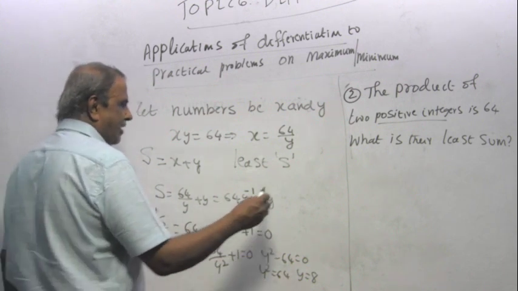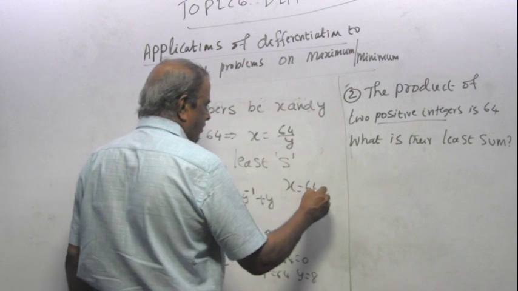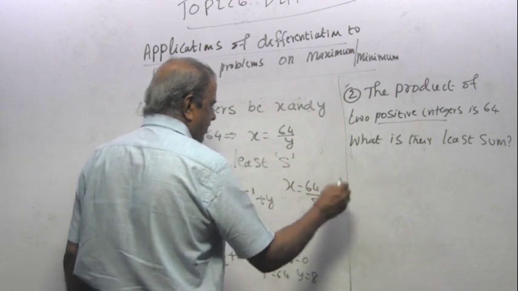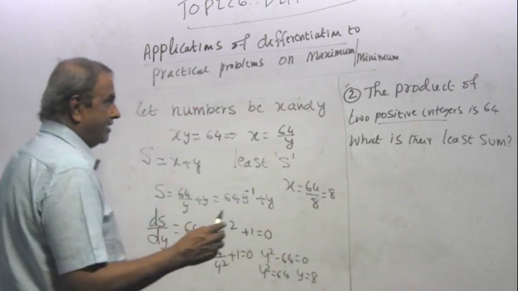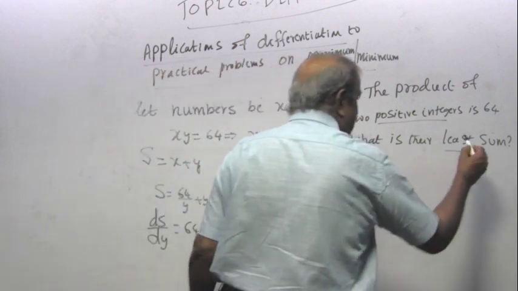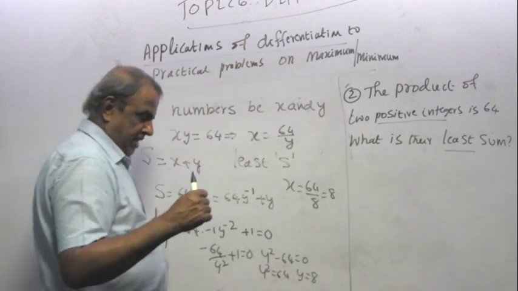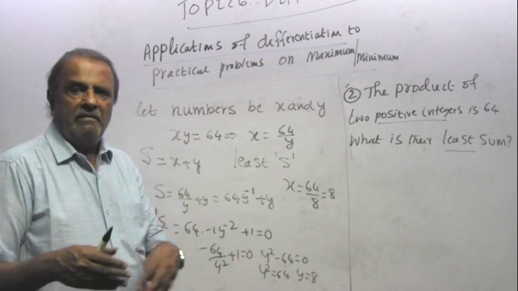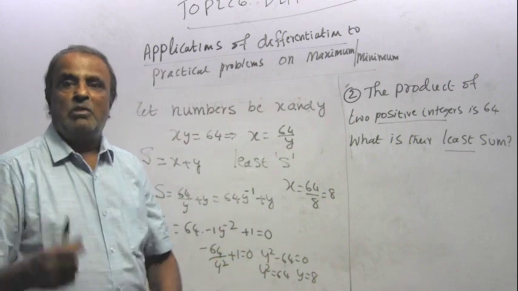If y is 8, what is x? 64 over 8, which is 8. Again, what is the least sum? How do you know that the answer you got for y will give you the least sum? How do you know it?